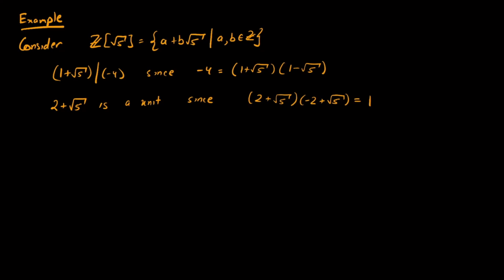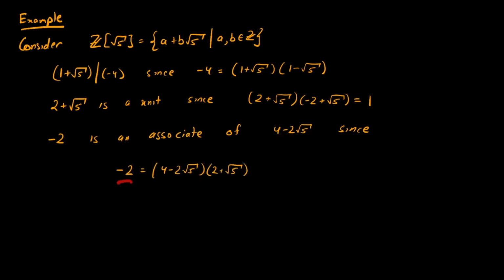And where does that lead us? Well, I'll notice that -2 is an associate of 4 - 2√5. Why is that the case? Well, -2 is (4 - 2√5) times a unit, 2 + √5. So we'll see that these two elements are associates. A lot of these rings do get kind of weird after a while, but that's what makes this whole general picture more interesting.